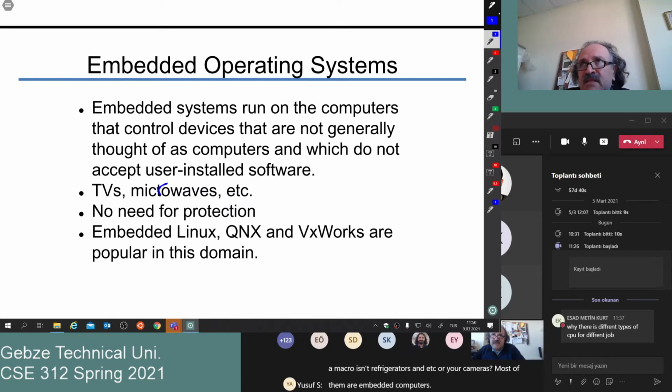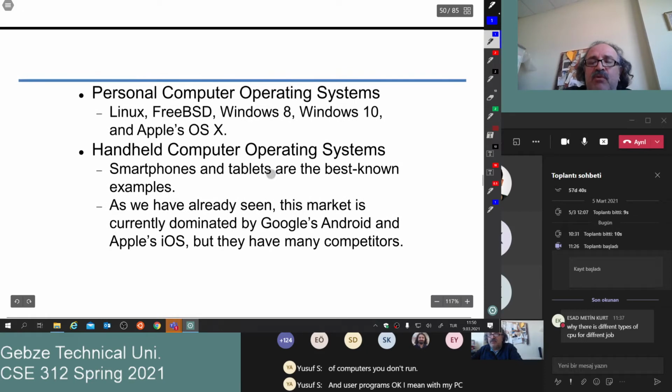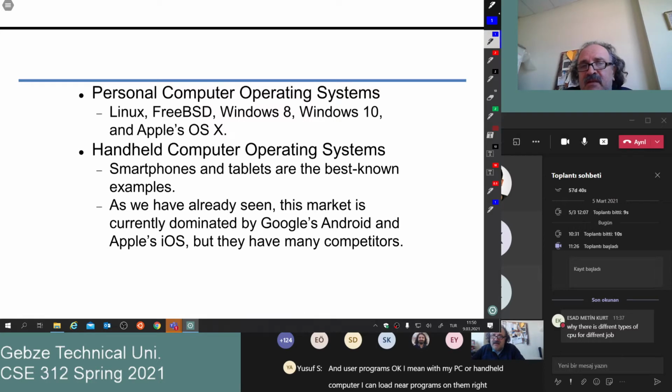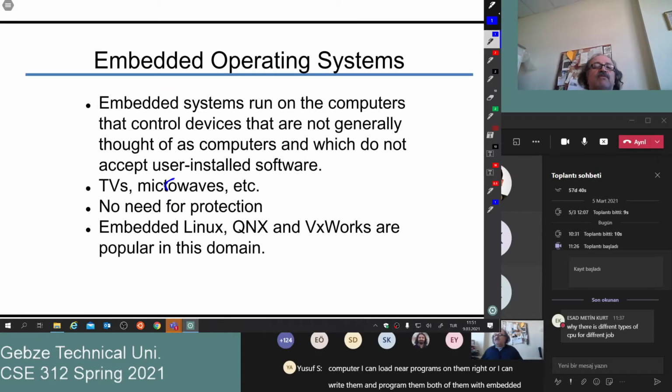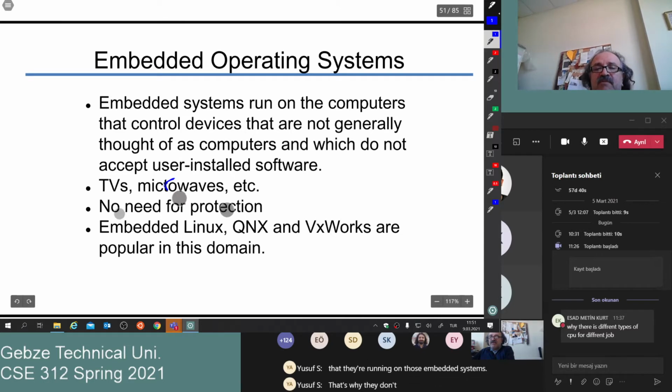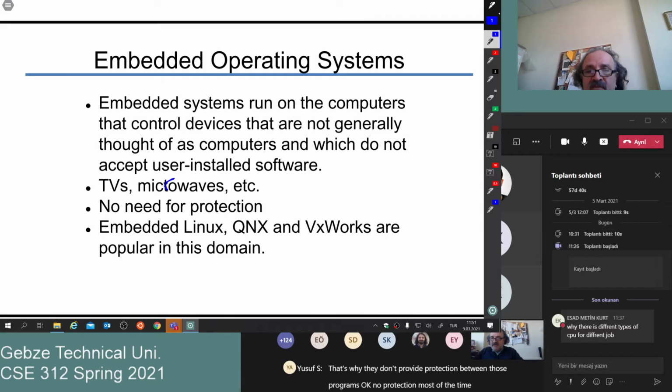And these computers are special. Why? Because on these kinds of computers, you don't run end-user programs. I mean, with my PC or handheld computer, I can load new programs on them, right? Or I can write and program them myself. With the embedded computers for your TV or microwave, you don't write your programs yourself. Those programs are already written and they are running on those embedded systems. That's why they don't provide protection between those programs. No protection most of the time.